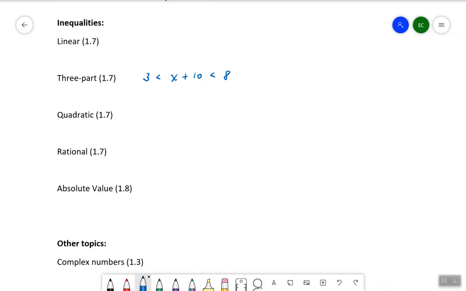So the key idea for the quadratic inequality was to solve the corresponding equation, and then to use the solutions from the equation to create test intervals. So those are candidates for solutions, and then we just have to test each of those intervals with a test value and see if it makes a true statement or not. And there's a similar process for the rational inequalities as well.